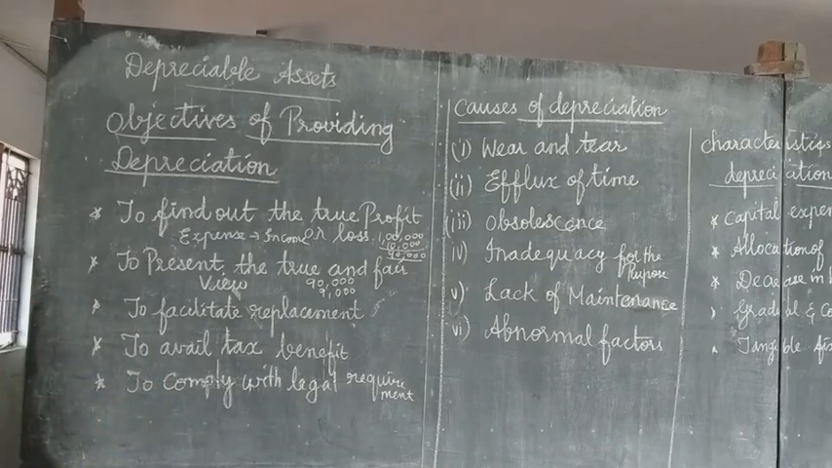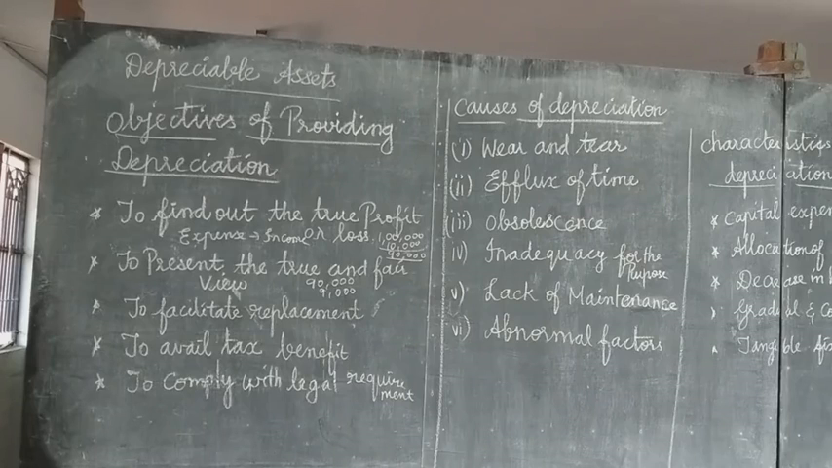So when the depreciation is debited to the profit and loss account, why are we debiting it to the profit and loss account? It is an expense. Depreciation is an expense. As per the nominal account rule, debit all expenses and losses.